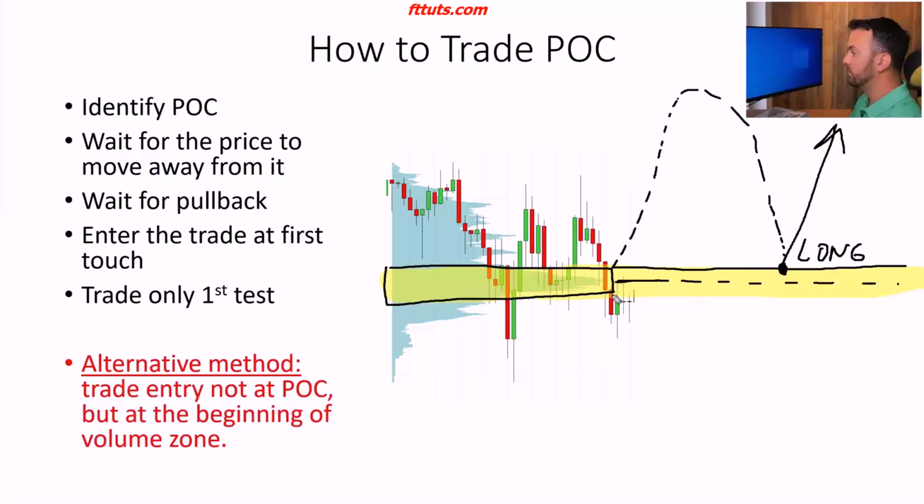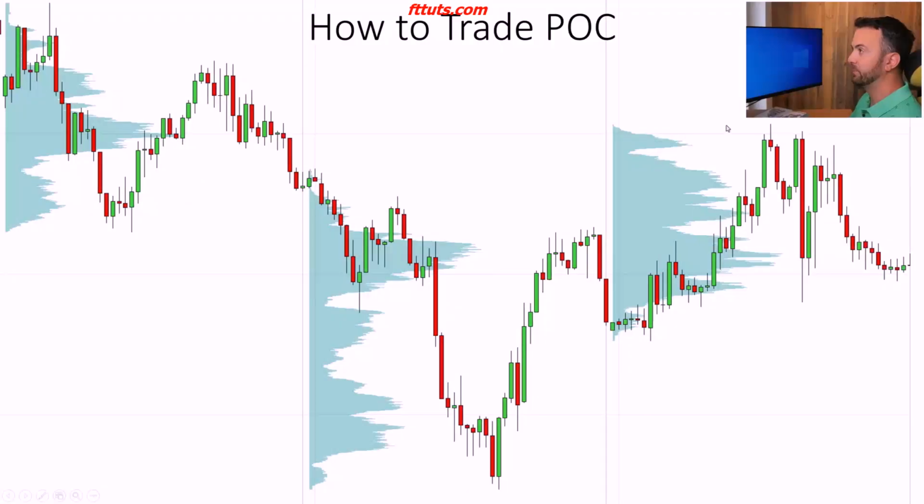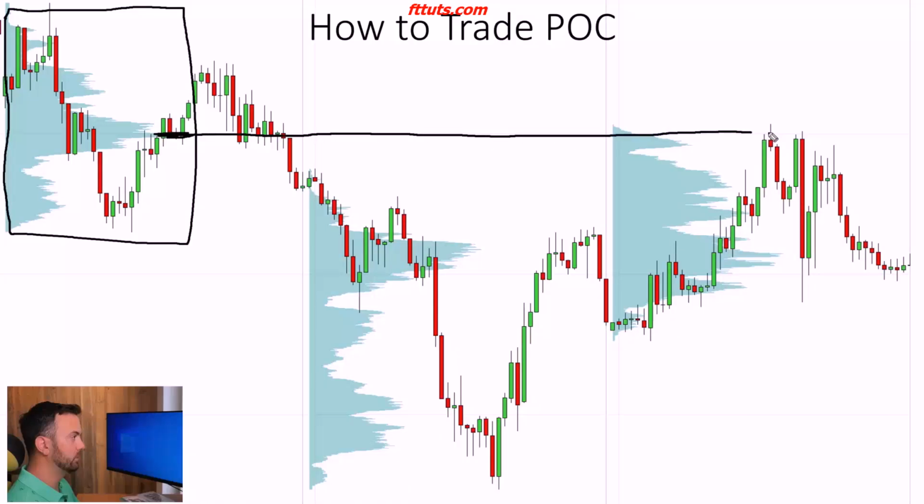Short trade scenario would be if the price went down from that point of control, made a pullback, then the short would be from here, from the lower border of that heavy volume zone, right? So that would be the short. All right, let's get to some examples. So first, take a look at this volume profile. It has point of control in here. So let me draw a line there at the point of control.